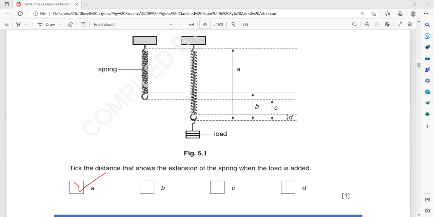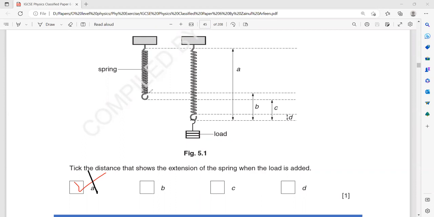You can use the chat or you can also use the screen annotation to mark the answer. Look, the correct answer for this one: extension means increase in length. So A is not the right answer. Why is A not the right answer? Because if you want to calculate extension, extension means how much length has increased, and we have to take the identical points.